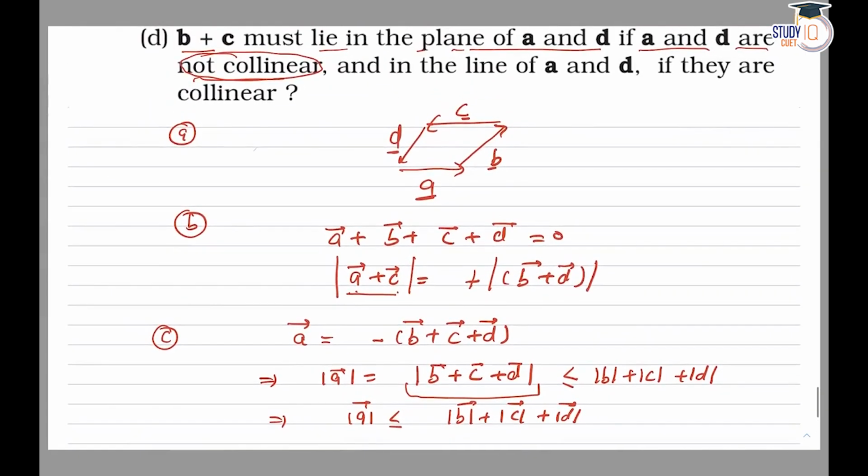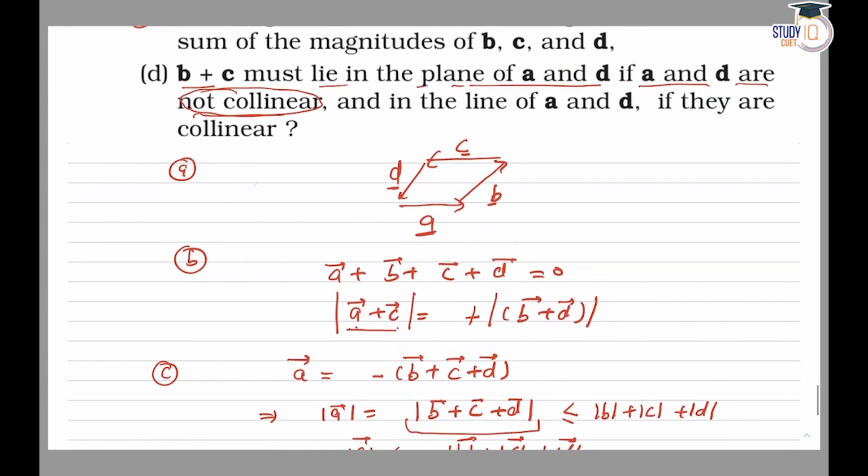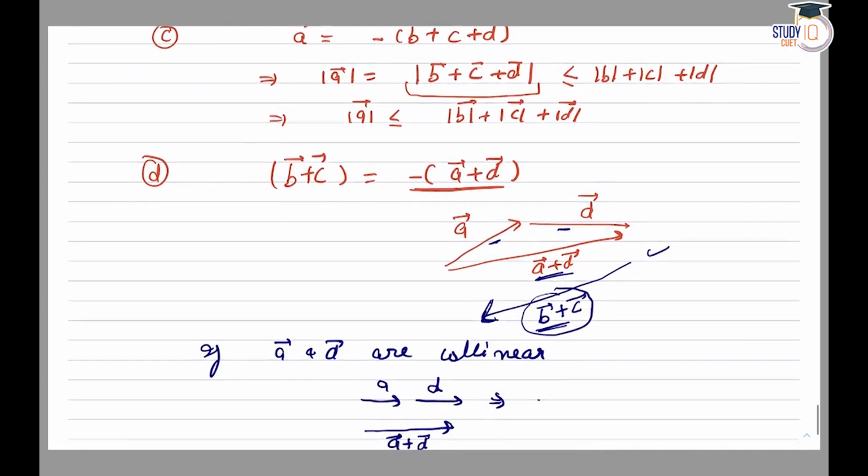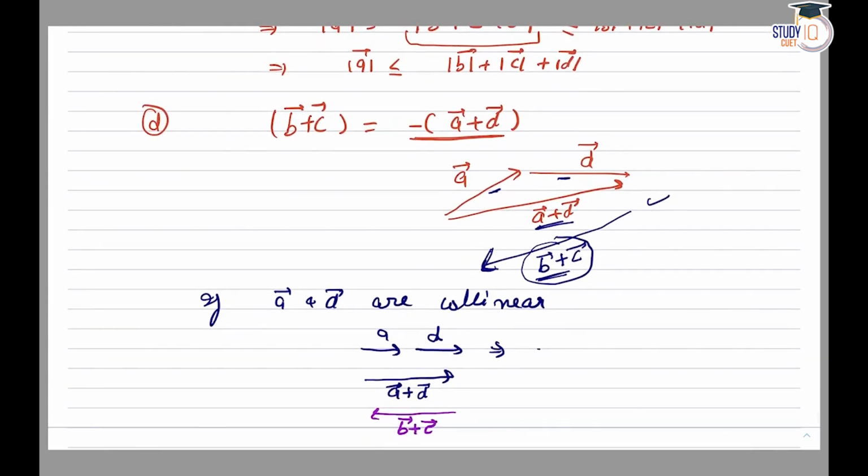So we can say that B plus C must lie in a plane of A and D if A and D are not collinear. This we have done. And in the line of A and D if they are collinear. So if A and D are collinear, then B plus C is in the same line as A plus D vector.